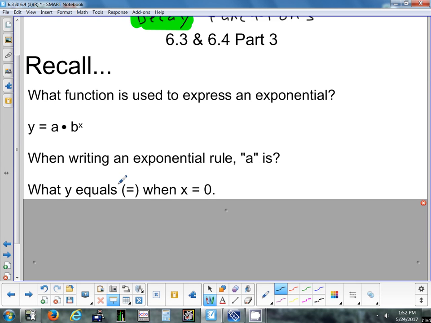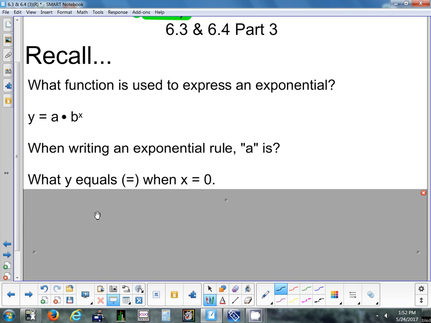I know Ashley's like, Mr., oh my God, the homework last night was written the other way, and there was no 0. I can tell you, on the test, when we give you the table, it'll look like this: x, y. Any table we give you will have a 0 on it so you can figure out what a is.